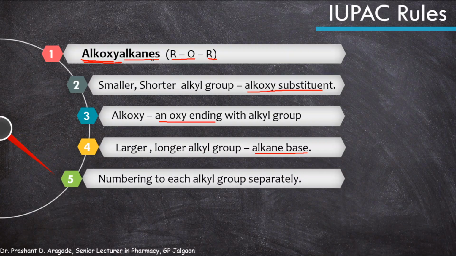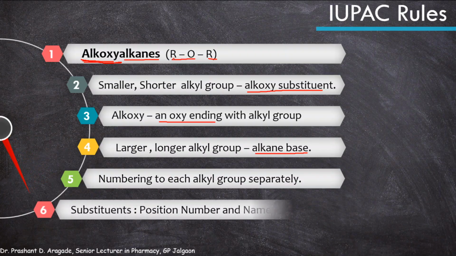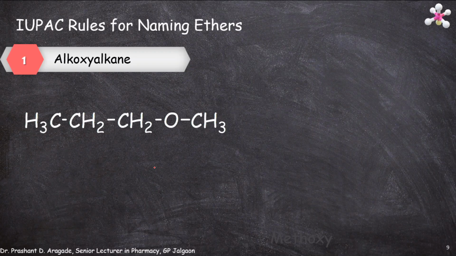Then you have to give numbers to each alkyl group separately. While numbering, you have to take care that the carbon attached to the oxygen atom must possess the lowest possible number. Then try to find out if substituents are present. If substituents are present, then prefix the position number and name of the substituents onto the parent name. So if you follow these rules, it will be very easy to name ethers as per the IUPAC nomenclature system. So let's apply the rules.